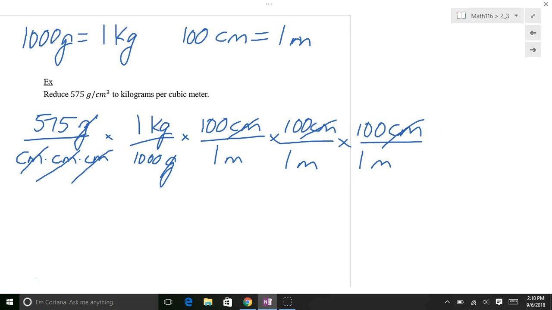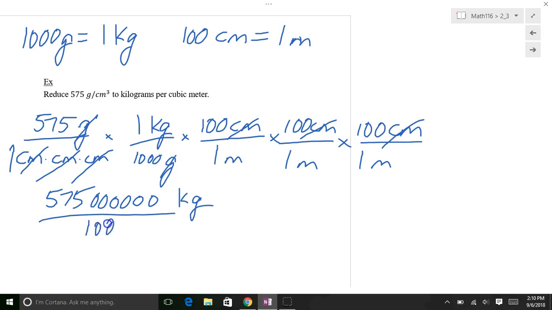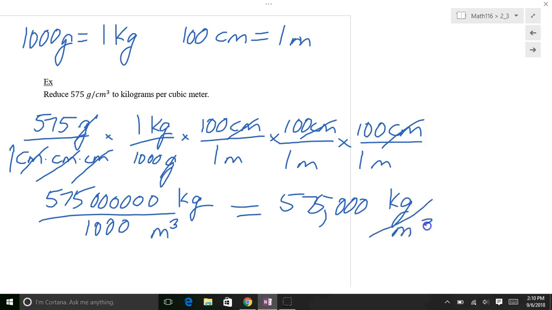So now we multiply the top: 575 times 1 times 100 times 100 times 100, and we're in kilograms on the top here. Then we divide by the bottom. Notice on the bottom we have 1 times 1,000 times 1 times 1 times 1, so we have 1,000 on the bottom, and this is cubic meters. And so that ends up being 575,000 kilograms per cubic meter.